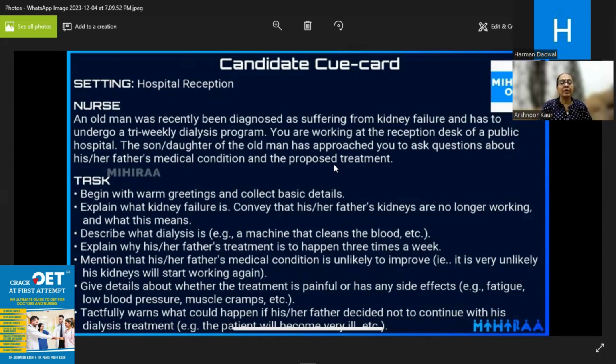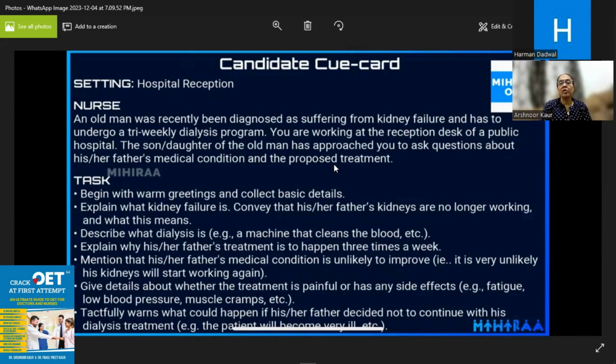Then give details about whether the treatment is painful. I've already told you, yes. Now, Henry may ask you, nurse, is it painful? We have already discussed that. And what are the side effects of this? Because I've heard that after the dialysis, the patients are not able to do work, or they don't lead a normal life. Then you have to tell that, Henry, it depends on the patient.